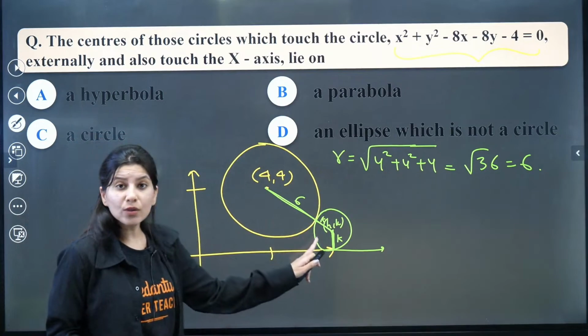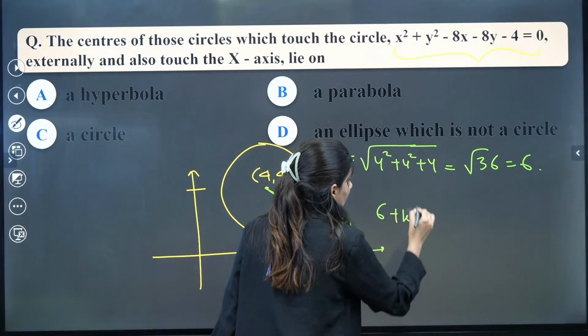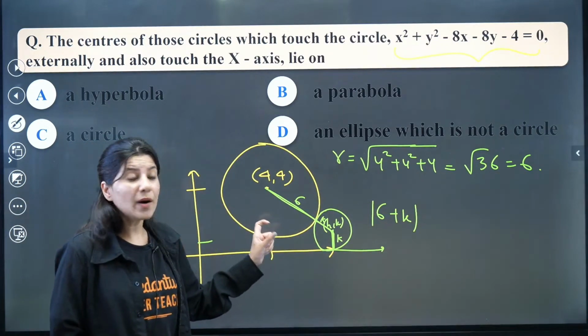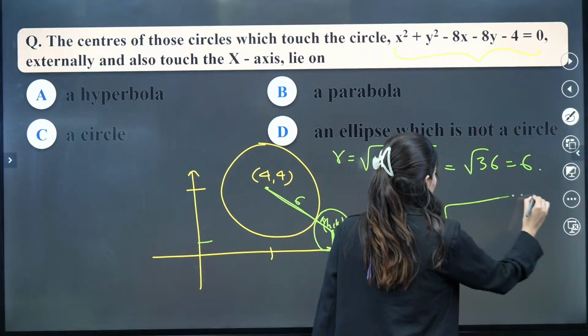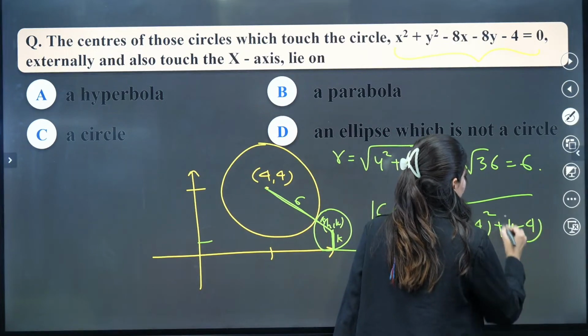So now I know the distance between these 2 circles is nothing but 6 plus k. Mod of 6 plus k we can say. And what about the distance between (h, k) and (4, 4)? So this is the square root of (h minus 4) square plus (k minus 4) square.